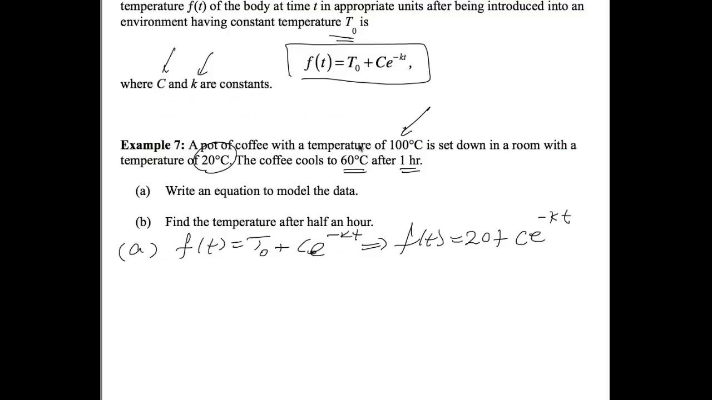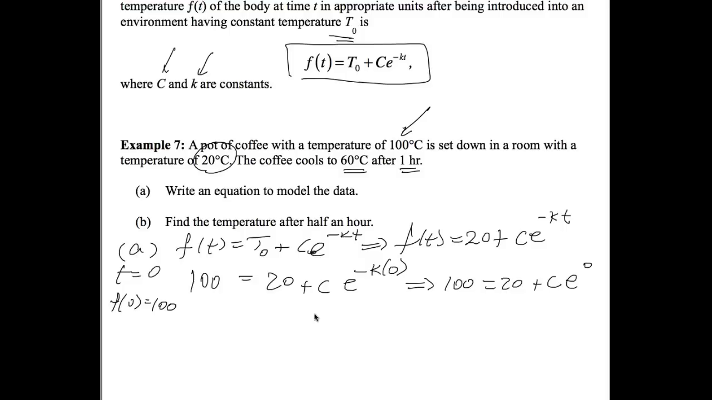Now what we do know, however, is that the coffee pot had a 100 degree temperature initially, when t is equal to zero. So f of 0 equals 100, which is 20 plus C e to the negative k times 0. This implies that 100 equals 20 plus C, since e to the 0 is 1. Solving for C, C is 100 minus 20, which is 80. So f of t is equal to 20 plus 80 e to the negative kt.